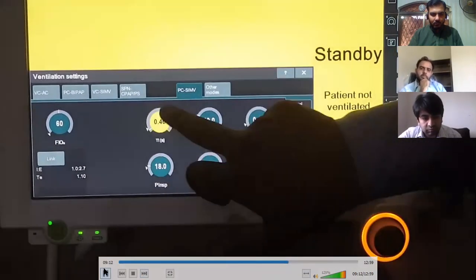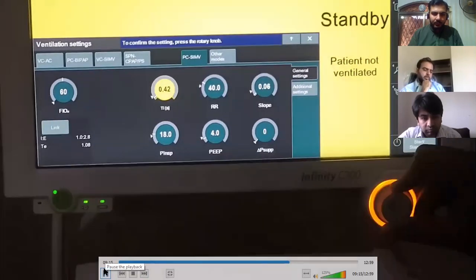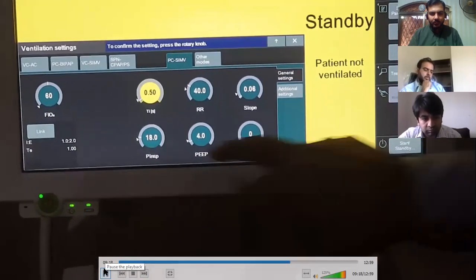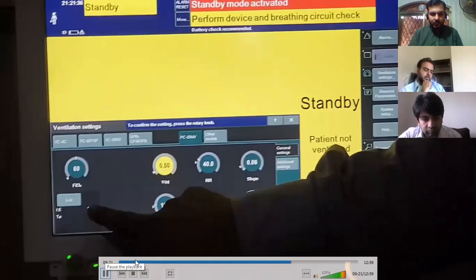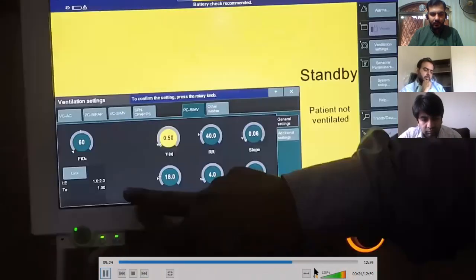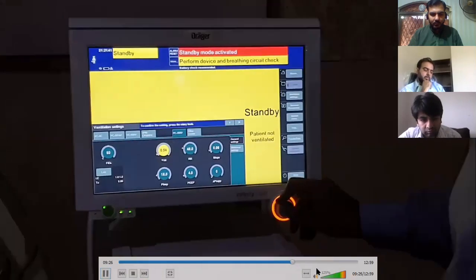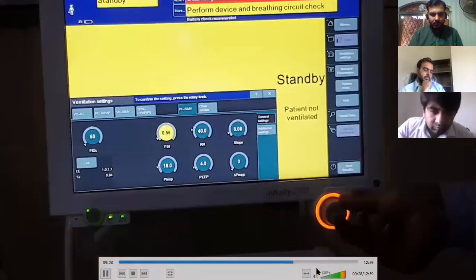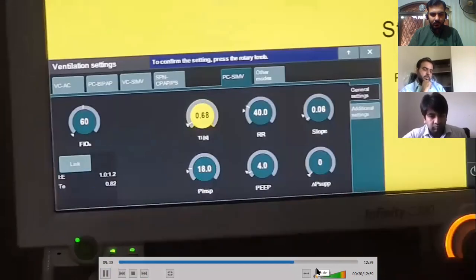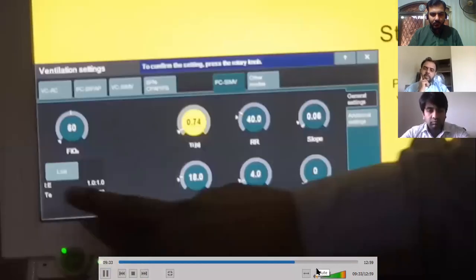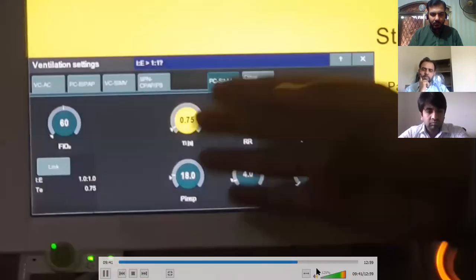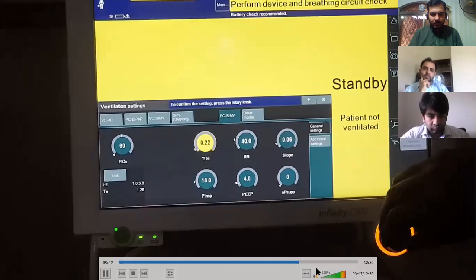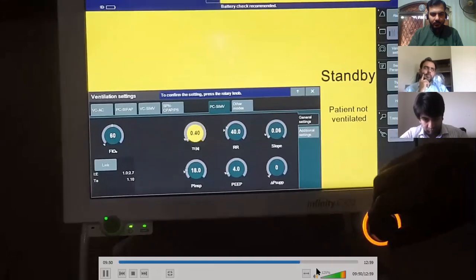And if we increase the inspiratory time, then the inspiration to expiration ratio is 1 to 2. And if we keep on increasing the inspiratory time, then the ratio becomes 1 to 1. And if we increase the inspiratory time above a limit, then we can reverse this ratio. But the ideal inspiratory time to ventilate a child is from 0.3 to 0.6 seconds.